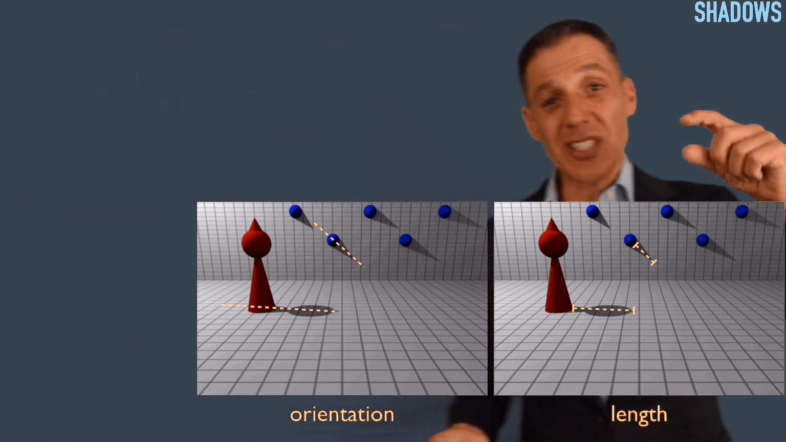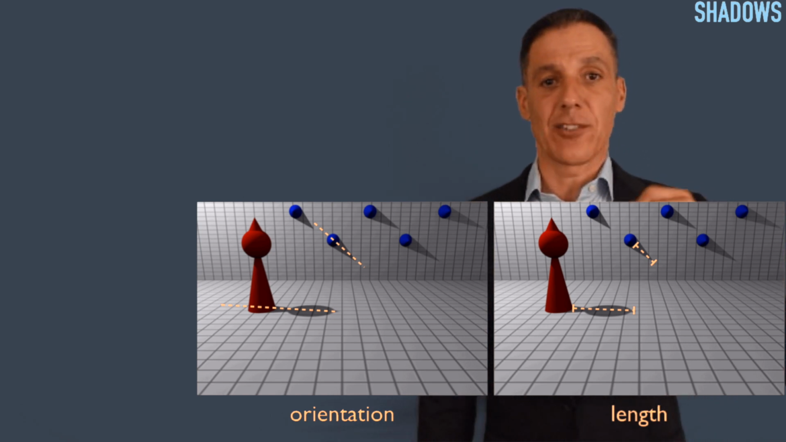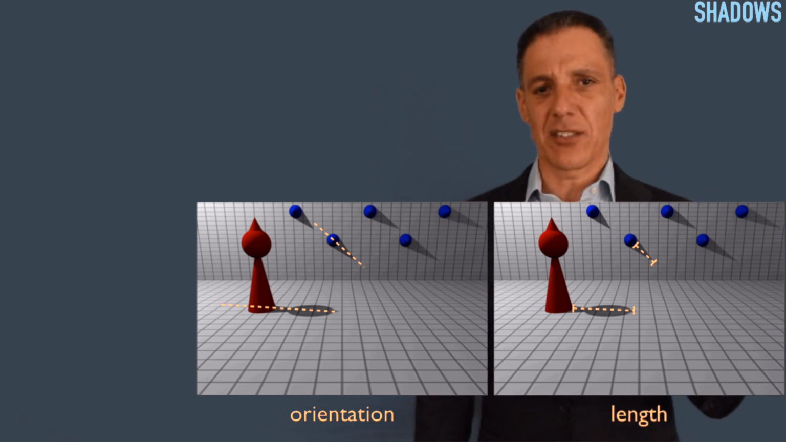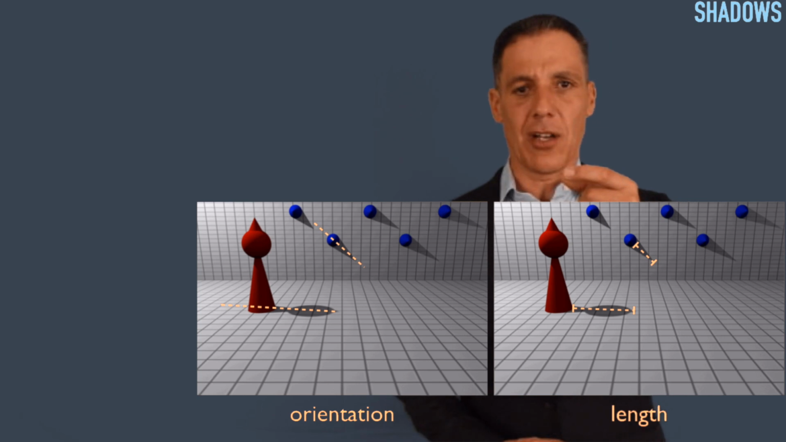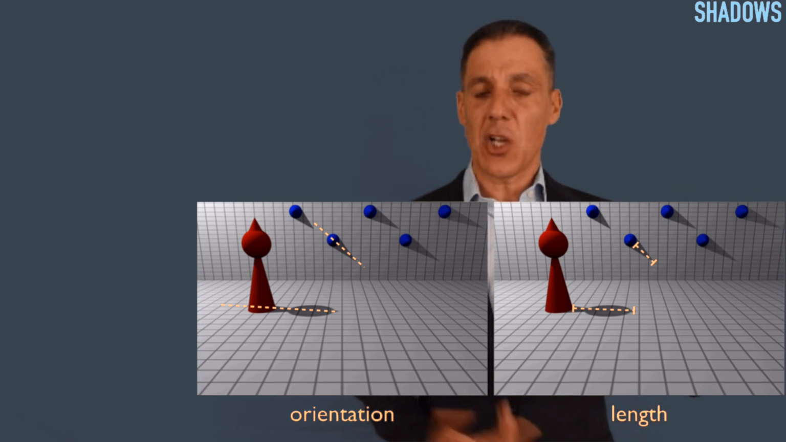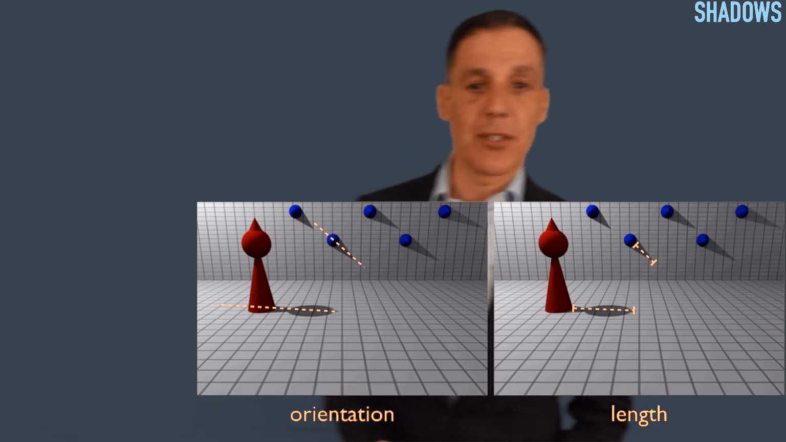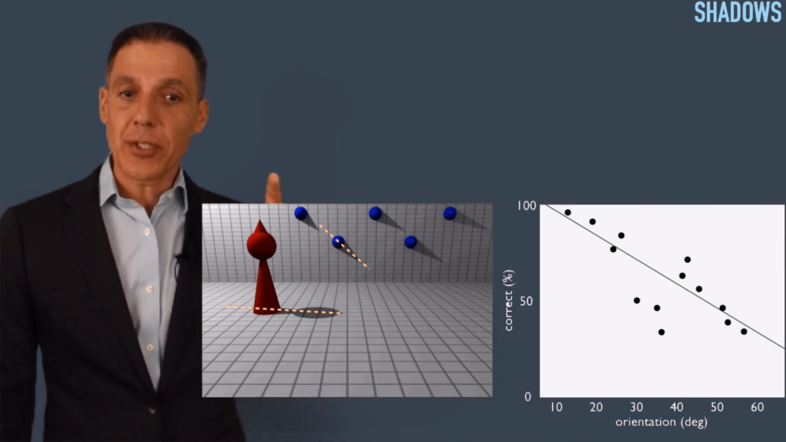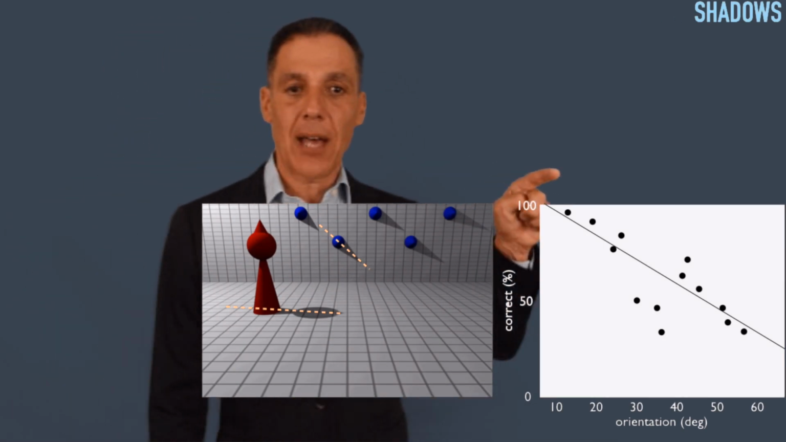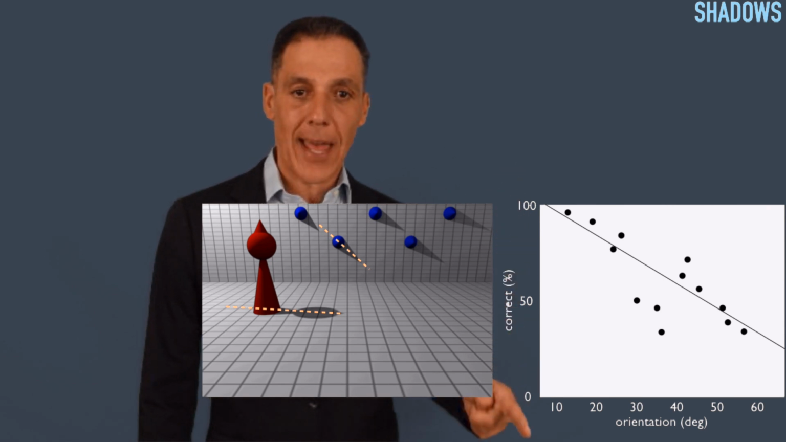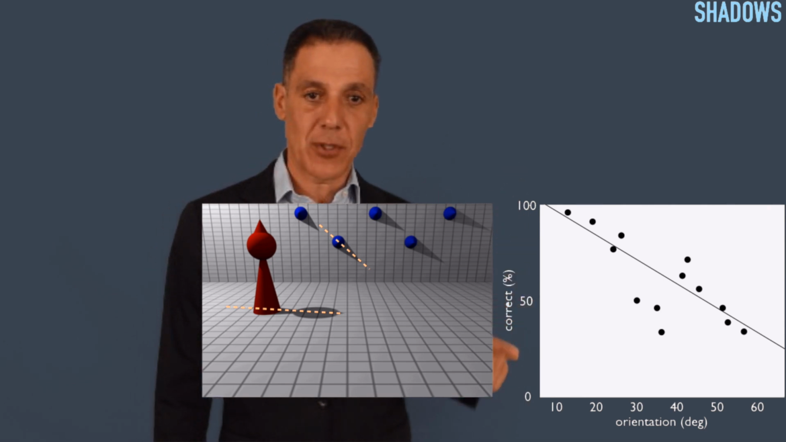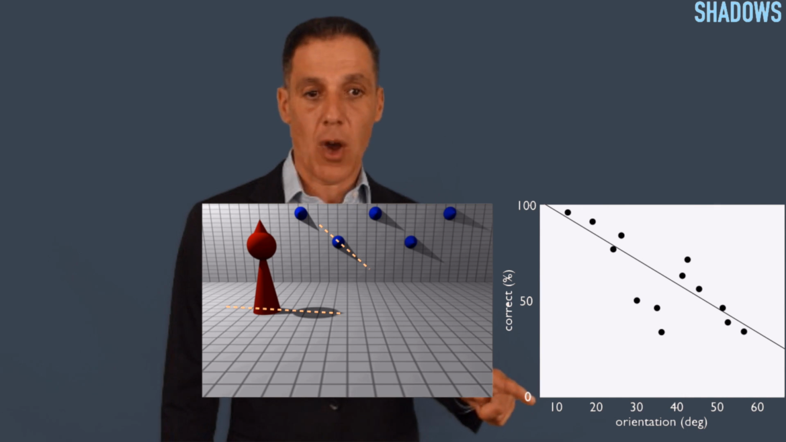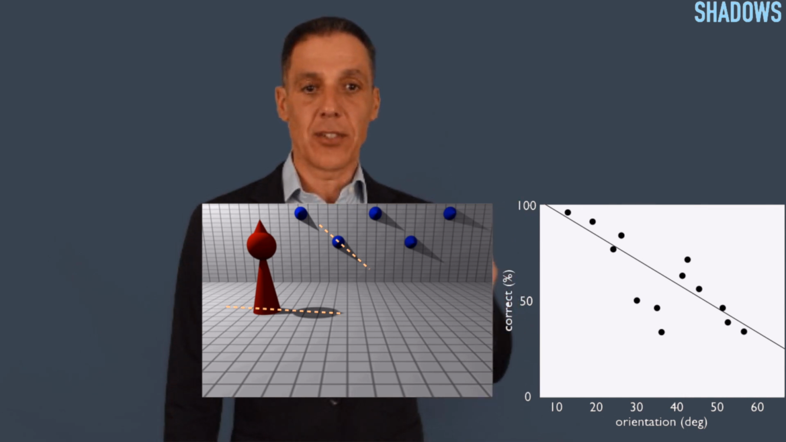Or maybe they were using the length of the shadow as a proxy. That actually wouldn't make a lot of sense, of course, because tall objects have a long shadow and short objects don't, but we posited that may be what they're doing. And what we found was, in fact, they are using orientation. So on this plot, what I'm showing you is their overall accuracy. Again, chance is 50%, completely wrong is 0, and perfect is 100%.